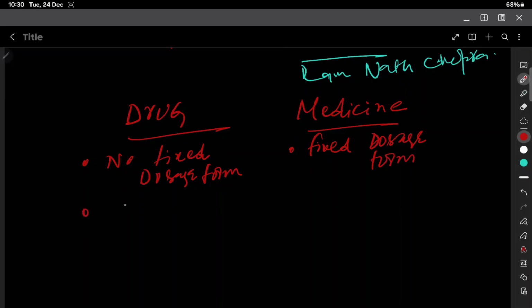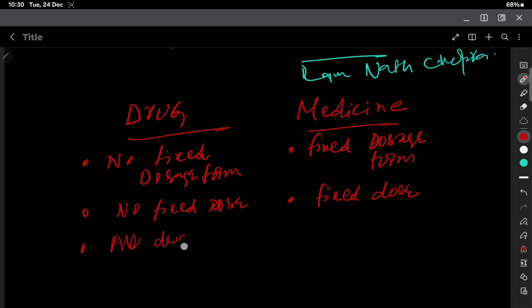Second, a drug does not have any fixed dose, so no fixed dose, while in the case of the medicine, it has a fixed dose. Third important thing, all drugs can't be medicines, and all medicines are drugs.